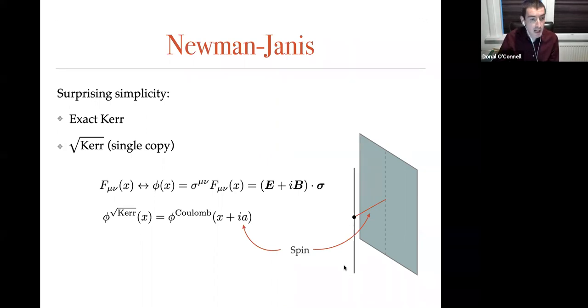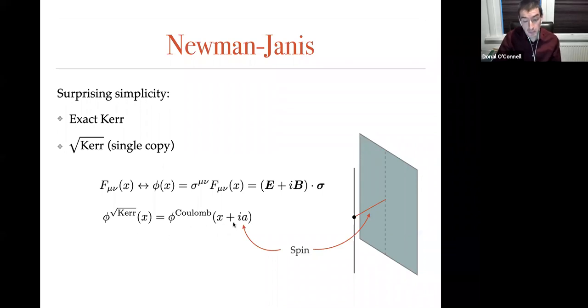A good thing to do is to pass from the field strength, say in electrodynamics, the root Kerr field strength, to this object phi, which I call the Maxwell spinor. It's obtained by hitting your field strength with the generators of rotations in the spin representation, one of the spinor representations. It's very easy to think about in electrodynamics: this Maxwell spinor is literally E plus iB dot sigma, Pauli sigma matrices with their indices in just the right place.